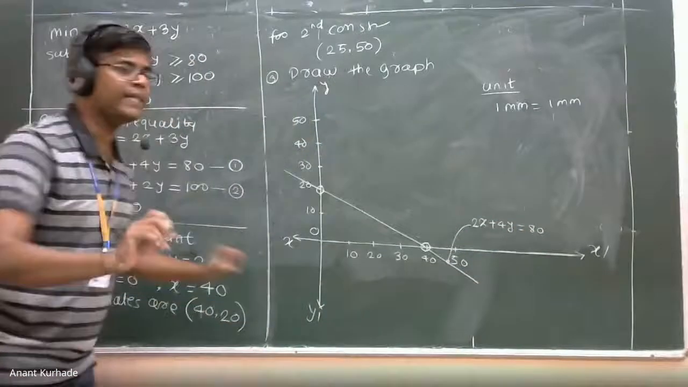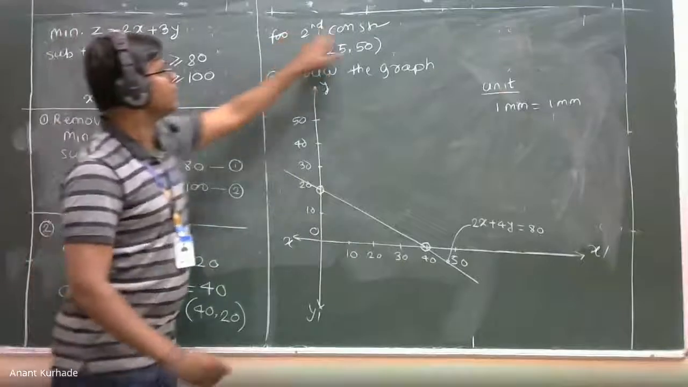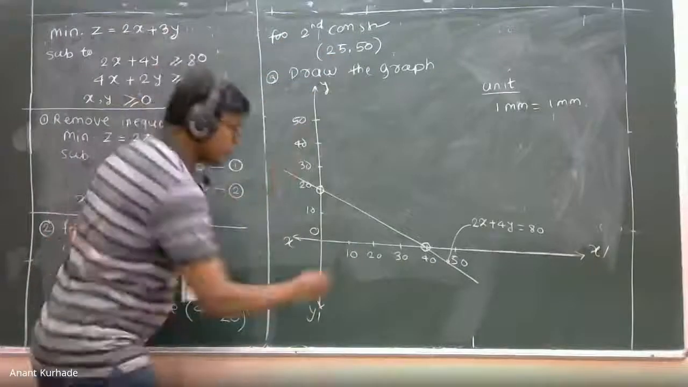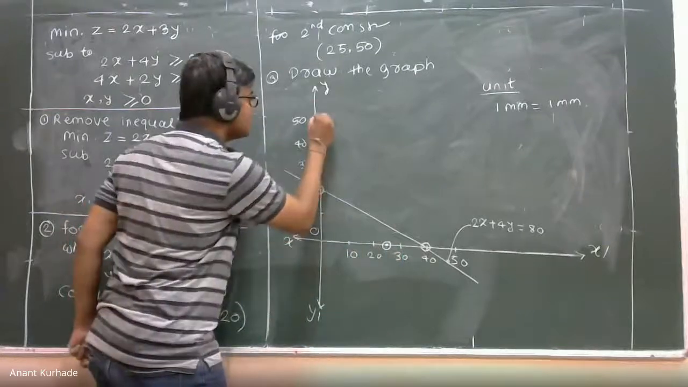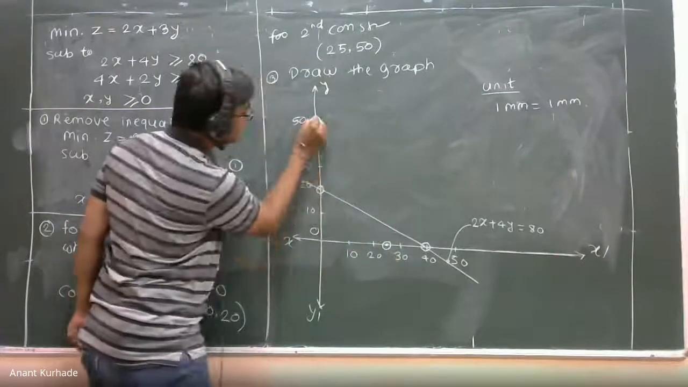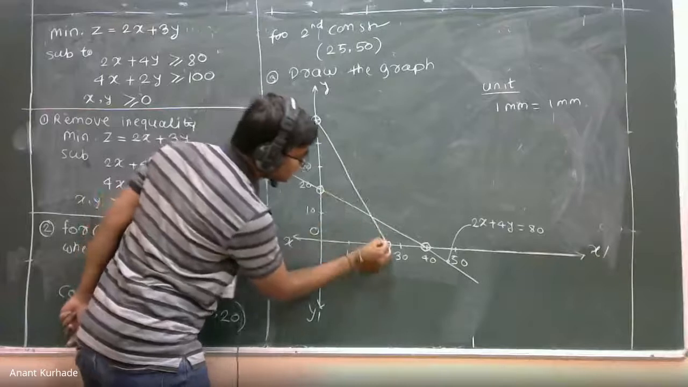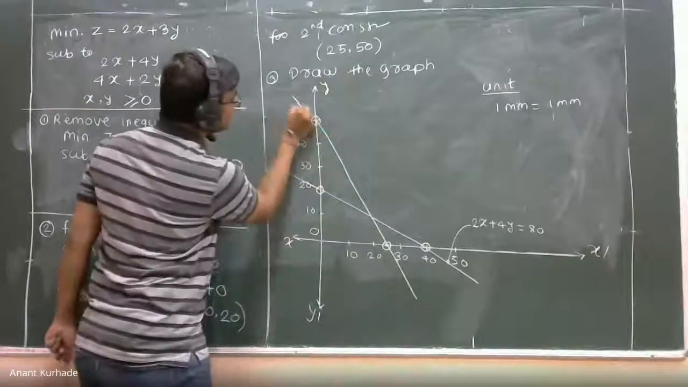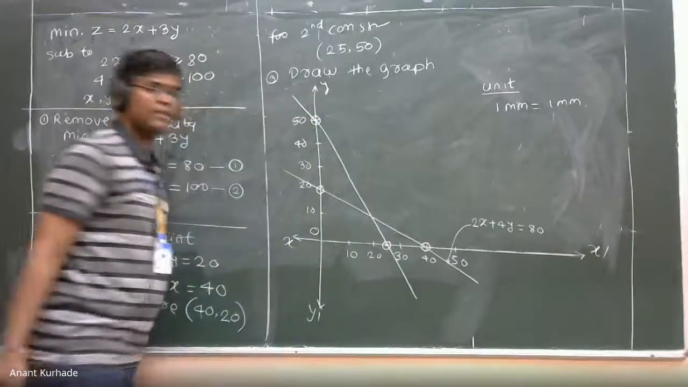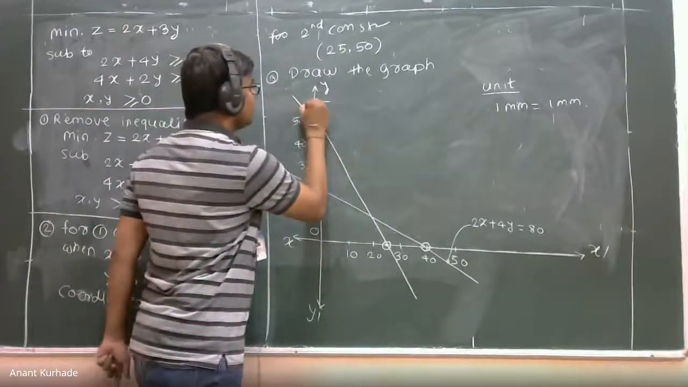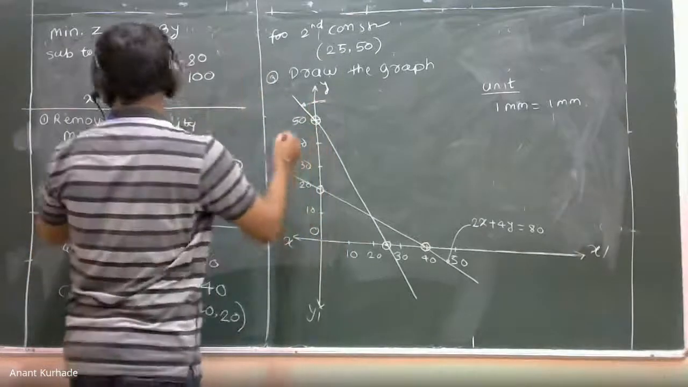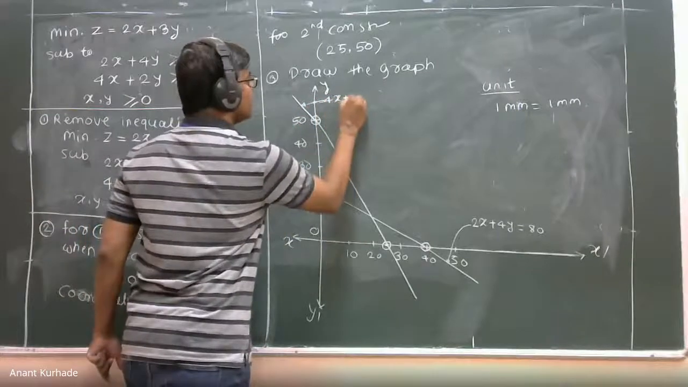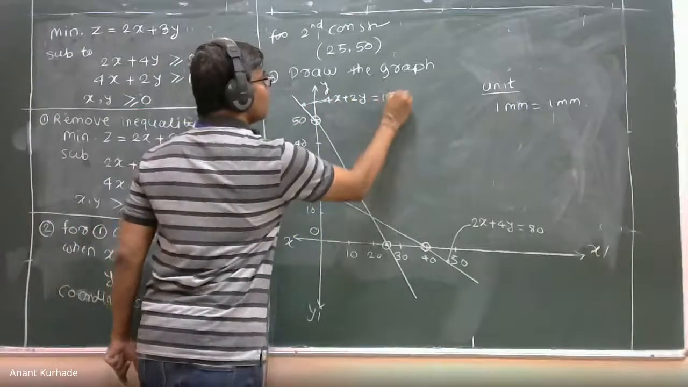Now for the second constraint: 25, 50. So 25 is here, circle it, and 50 is here. Circle it, join them and extend the line. Make an arrow here and write the second constraint: 4x plus 2y equal to 100.